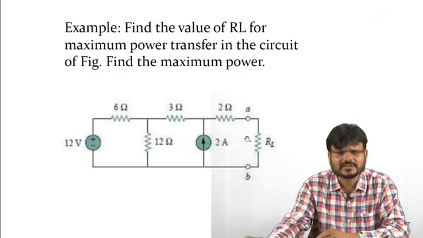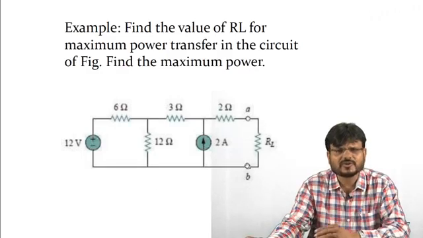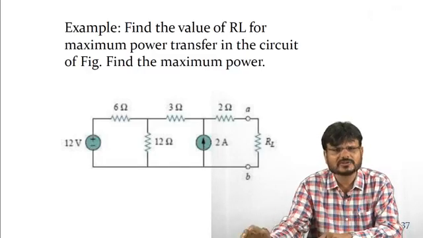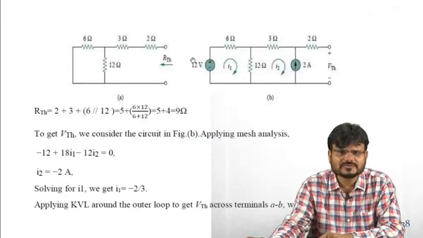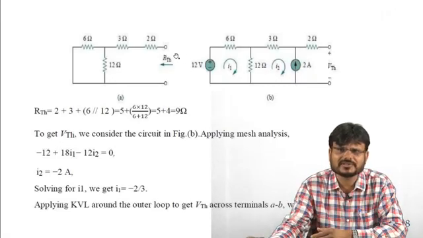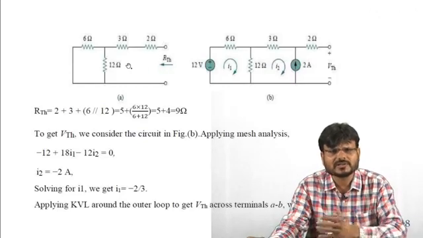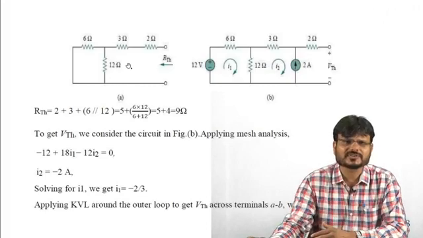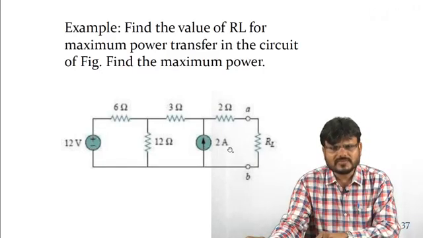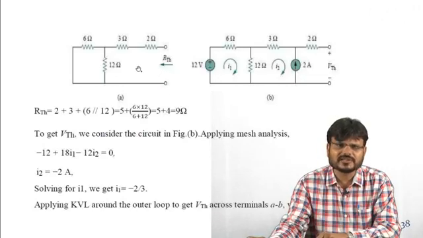This is the whole circuit to the load resistance RL. So what are the steps? The first step is to find the Thevenin resistance. So what is Thevenin resistance? Thevenin resistance is the equivalent resistance looking from two terminals into a network while all independent energy sources are replaced by their internal resistance. So this voltage source is replaced by a short circuit, and this current source is replaced by an open circuit. So the circuit will be converted in this form.